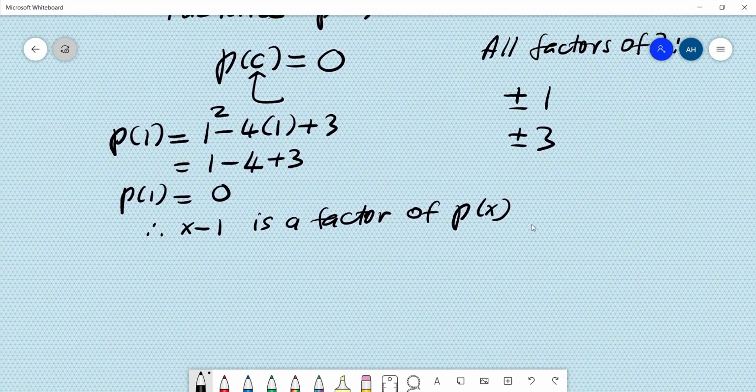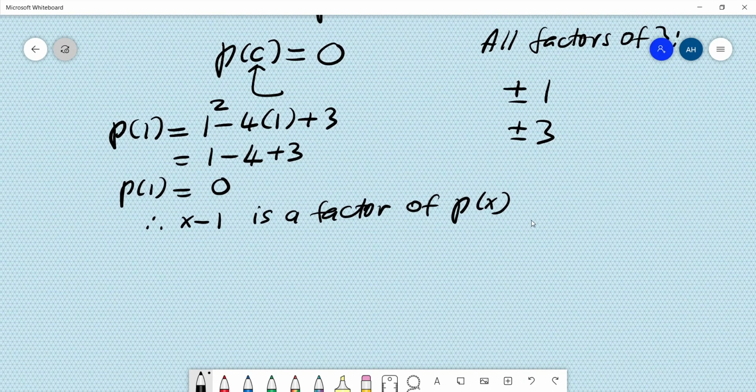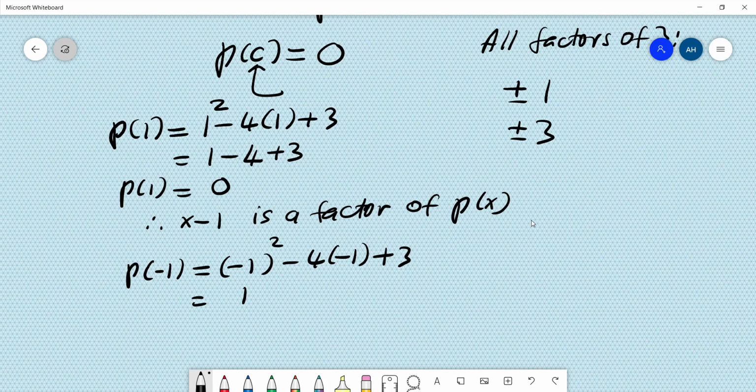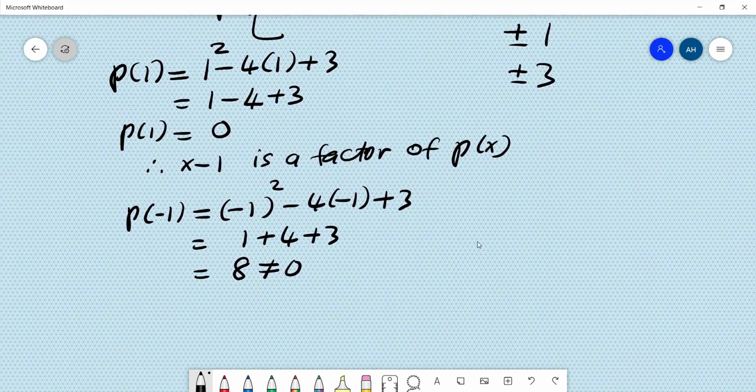Now let's see the next number. After 1, maybe we want to try P of negative 1, for example. Now let's see, when x equal to negative 1, what will happen? Let's substitute it into P(x). So negative 1 squared minus 4 times negative 1, plus 3. See what we get this time. So negative 1 squared is 1. Negative 4 times negative 1 is positive 4. And then plus 3. Oh, this time we get 8. And this is not equal to 0. We are not interested in that. We are interested if the value is equal to 0.